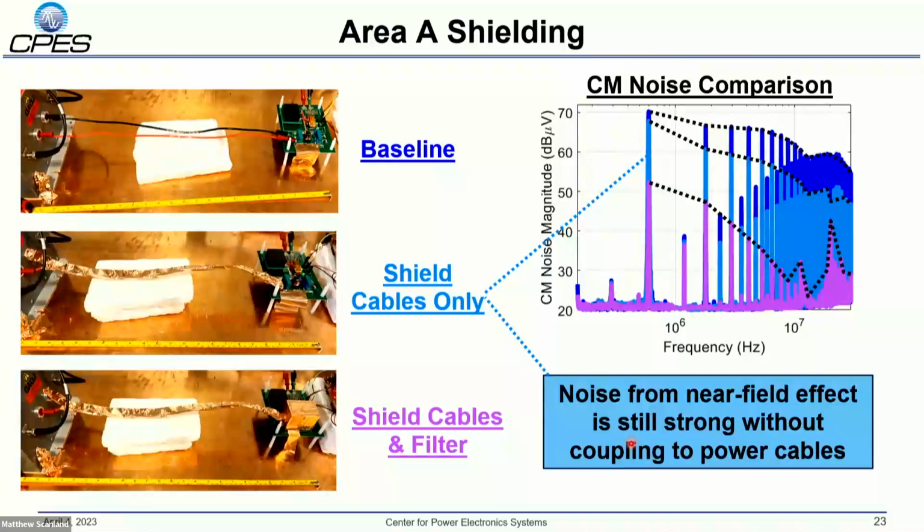In many practical applications, the converter is already enclosed by a metal case, which is grounded. So you don't have to worry about coupling to your input power cables. So here we just emulated this condition by only shielding the input power cables, but not shielding the EMI filter. However, we find even without coupling to the cables, this near field effect is still very strong. So practically, you probably also want to shield the EMI filter.